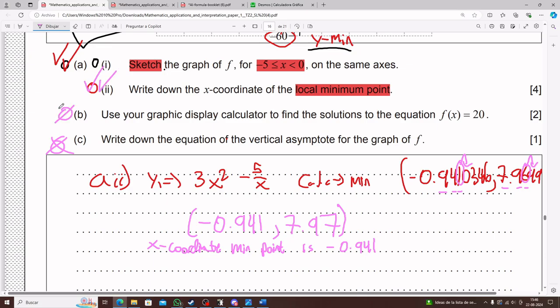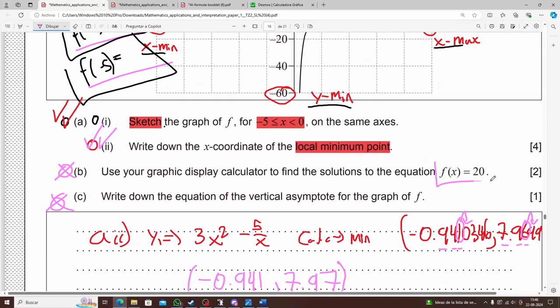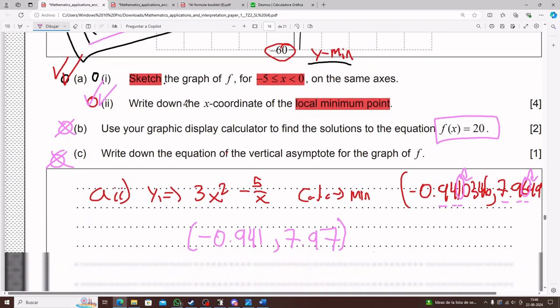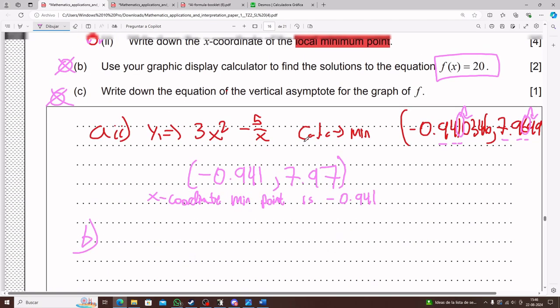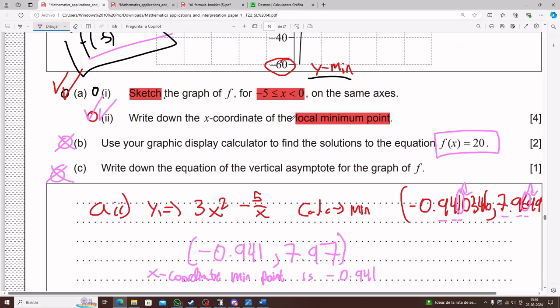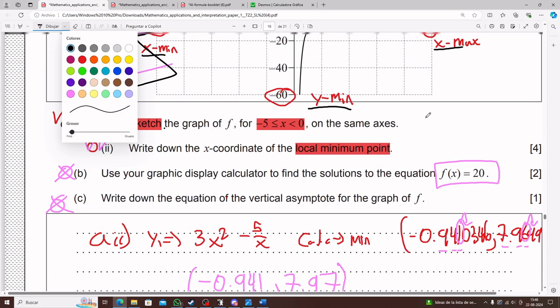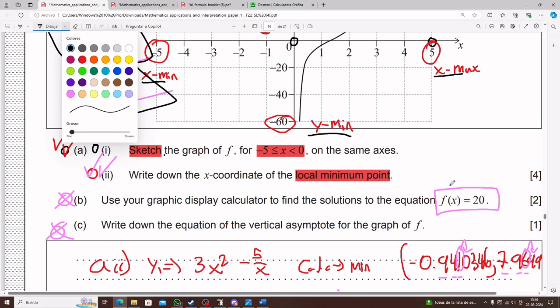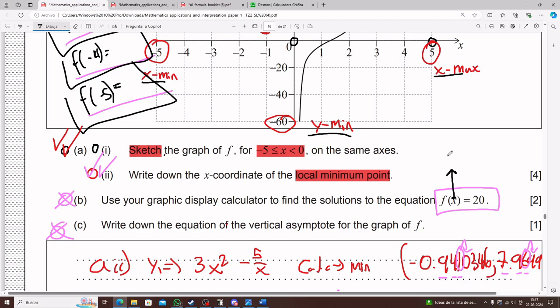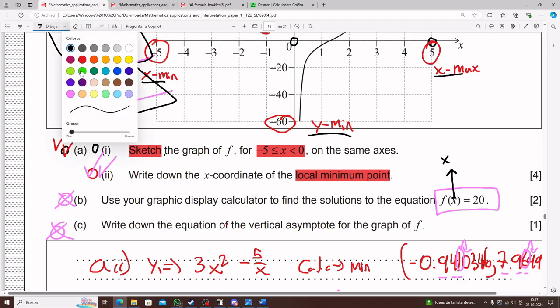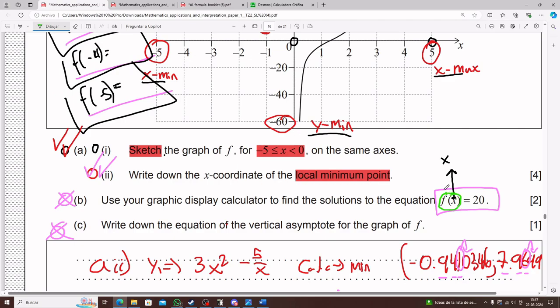Then for part B, we need to use the graphing display calculator to find the solutions to the equation f of x equals 20. Now, this is extremely easy, but it's probably hard to interpret, okay? It's probably hard to understand what it's actually asking for. So, first things first. Guys, at some point, probably between middle school and high school, you started realizing that this inside is your x, okay? And this whole thing, f of x, is your y. That's all that's happening, see?